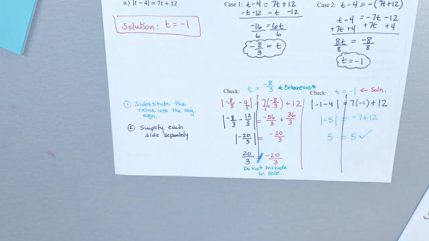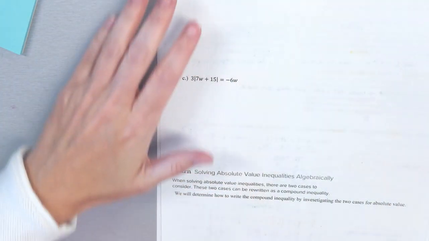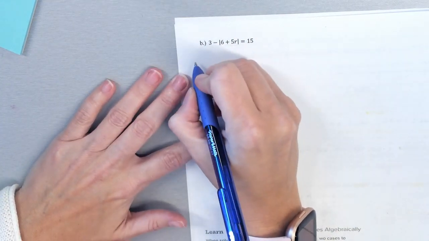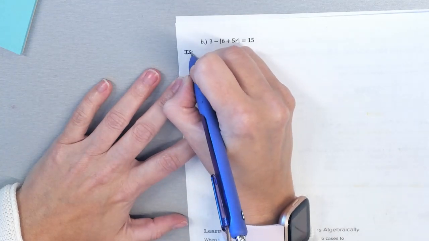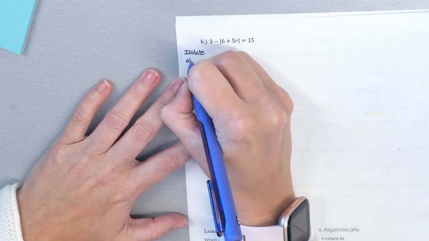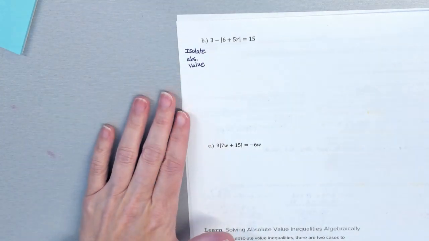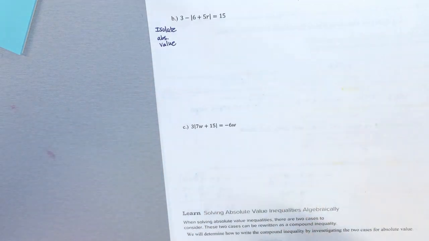Okay, now for part B, we're doing the same thing. So we're solving and we're checking, and we're making sure that we're showing those proper steps. For full credit on your homework, you have to make sure you are showing those steps. And with this one, you do have to make sure that you isolate the absolute value first. When you're isolating the absolute value, you can't have anything added or subtracted to the outside.